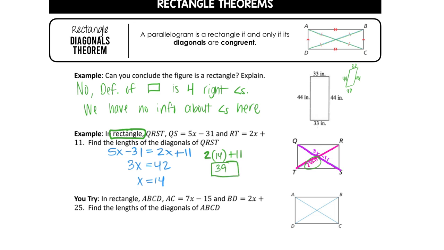Now, just to be safe, if you wanted to, you could plug it into the other one just to make sure. If you were taking a test or a quiz, I would absolutely do that, right? Just do 5 times 14 and then take away 31. Make sure that also equals 39, right? And it does.